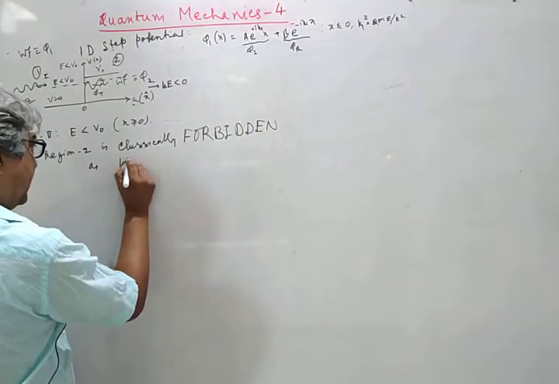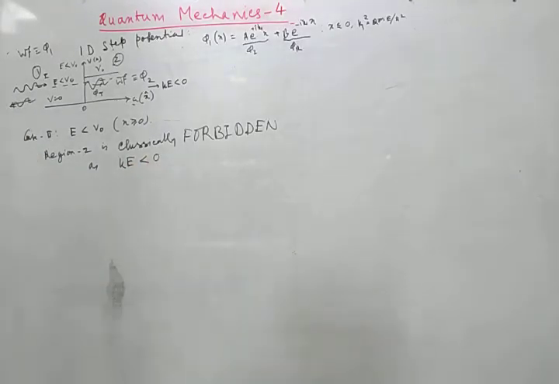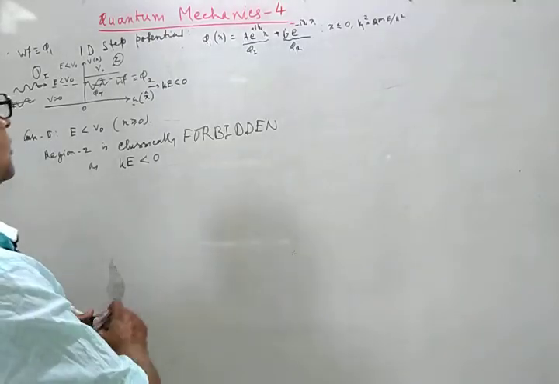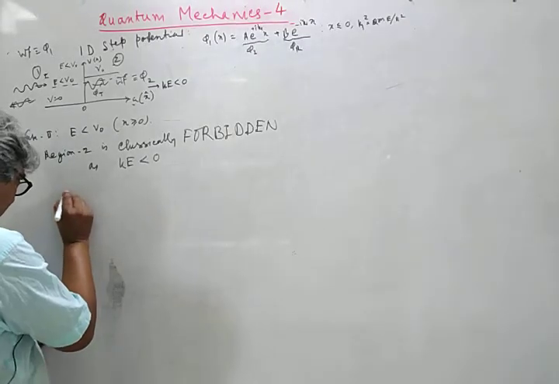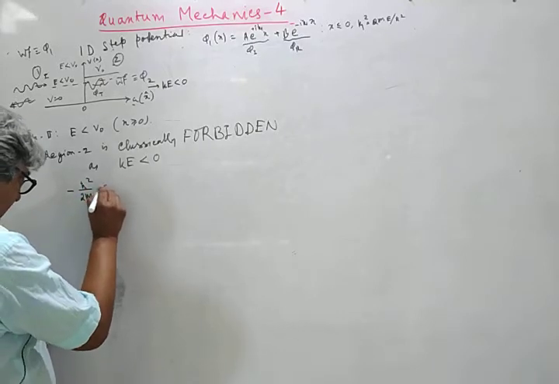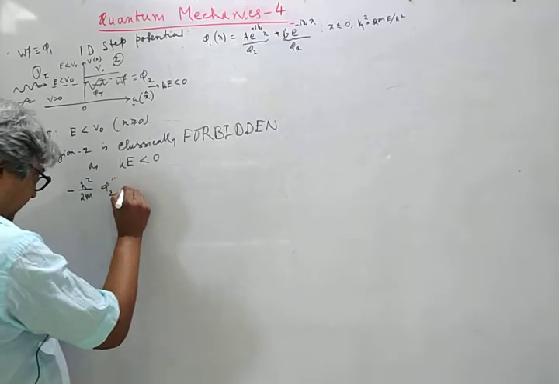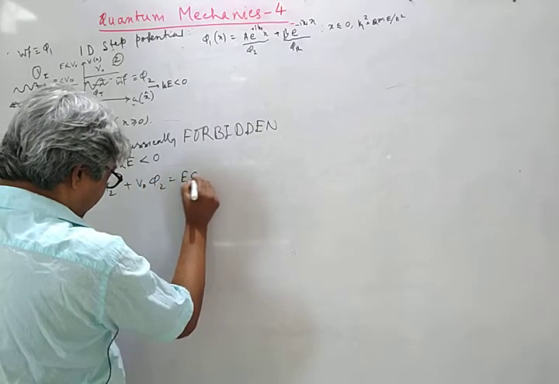As kinetic energy is negative. Now we see what quantum mechanics predicts in this situation, and whether it can be corroborated through experimental findings. Let me first write the Schrodinger equation in region 2. The Schrodinger equation in region 2 is again ħ² by 2m phi 2 double prime plus V0 phi 2 equals E phi 2.